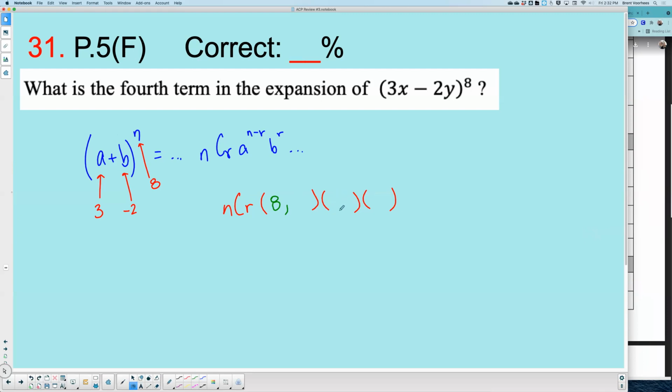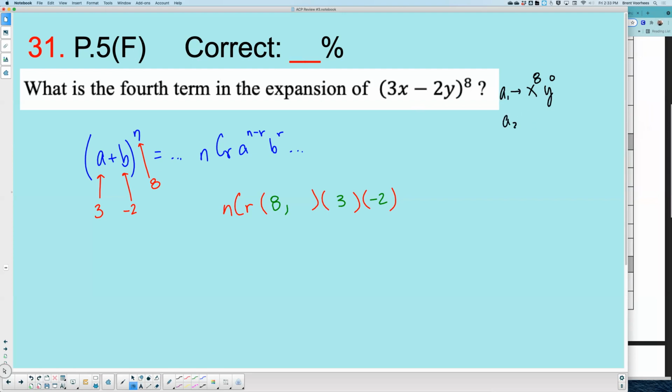Do we know what a is? According to the formula, it goes nCr followed by a. What's our a? 3. We don't know what r is, so I can't establish the power yet. Do we know what b is? -2. That's right. So all we have to find out is what r is and our n minus r. How do we do this? Think of gambling. If you go out to gamble 8 times, what's the best case scenario for you? You win 8 times. So the first term would be winning 8 times, losing none.